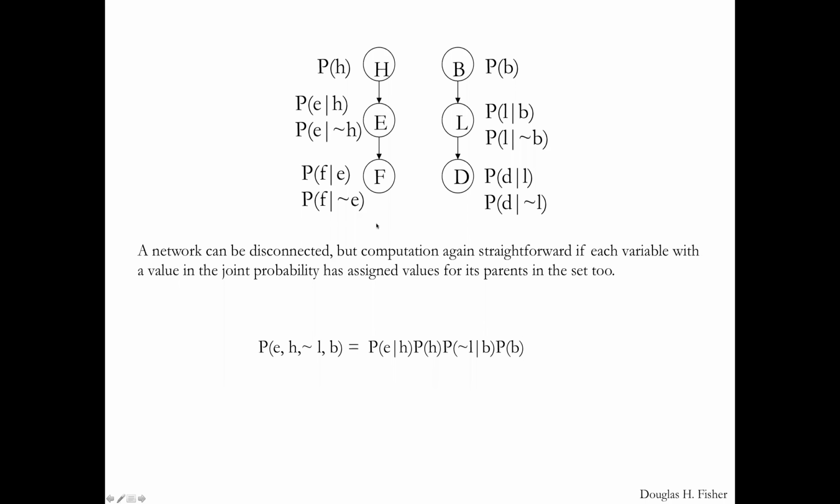A network can be disconnected. I don't think we've seen a disconnected network, but they can exist. So here I've just slightly modified the other Bayesian network, although semantically it's quite different. One part is this lineage from H to F and B to D. It works the same way. If I ask about the joint probability of E, H, L, B, if something is involved, then its parent is involved as well. That's simply going to be a rewriting of those probabilities. Just remember, this is a different network than the one we've been using typically.